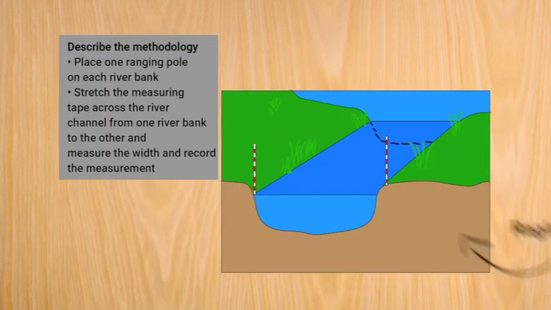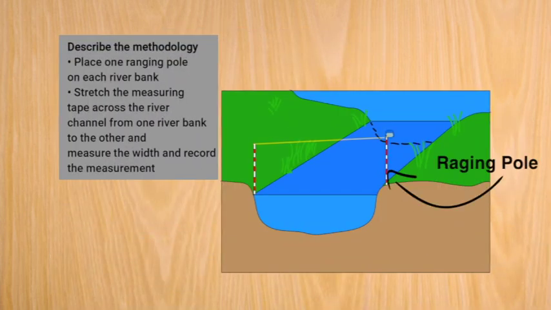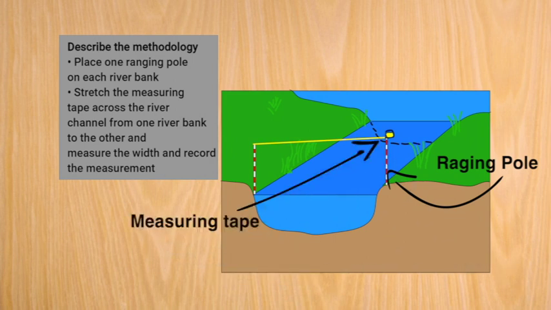Place one ranging pole on each river bank. Stretch the measuring tape across the river channel from the edge of one bank to the other bank and measure the width.